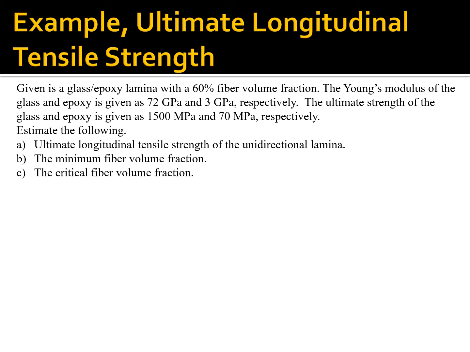So let's go and look at an example of how we can find the ultimate longitudinal tensile strength of a unidirectional lamina, and also the two other concepts which we talked about, the minimum fiber volume fraction and the critical fiber volume fraction. So we're given a glass epoxy lamina, it has 60% fiber volume fraction. The Young's moduli of the glass and epoxy are given to us, whereas the ultimate strengths of the glass fiber and the epoxy are also given to us. So let's go and see how we can do these three problems here.